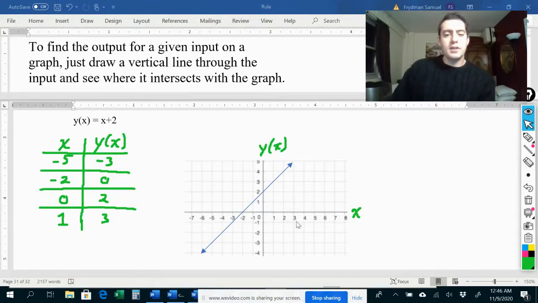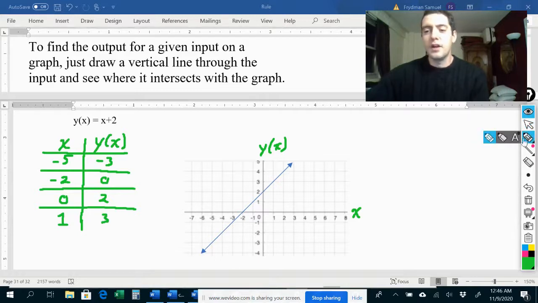The domain of x is all numbers, so x can take on any number. So really this table would have an infinite number of rows. I just gave you 4 over here. And we could plot those 4 points on the graph. So we have -5, -3. So when x is -5, y is -3, so that's right over here.